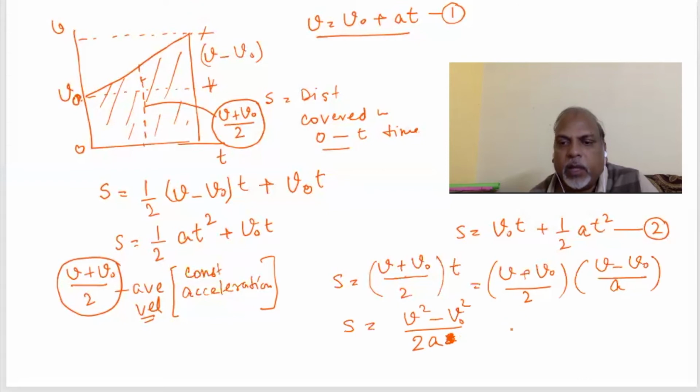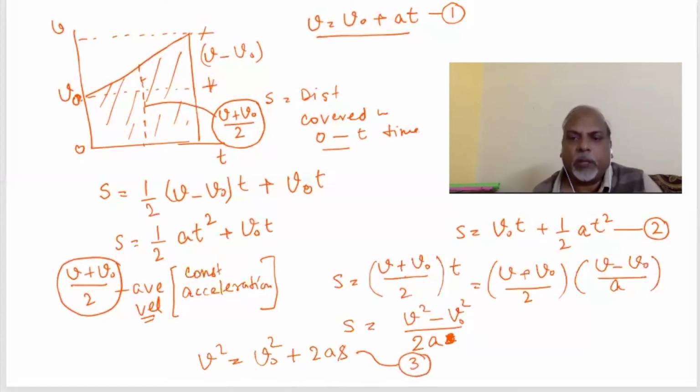That means v square is equal to v0 square plus 2as. This is your third equation of motion, that is the kinematic equation of motion.